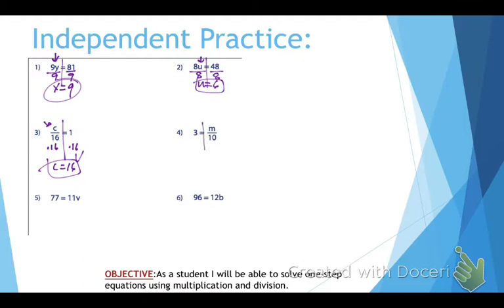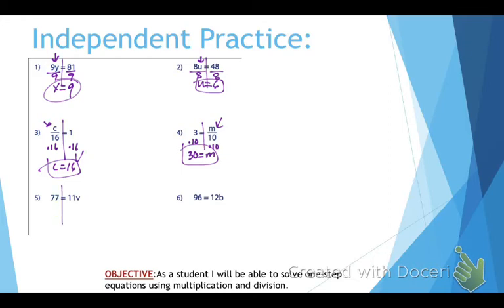4, here we go. Draw my line, find the variable. Ooh, it's on the right side. Doesn't matter. We're dividing by 10. What's the opposite of that? Well, multiplying by 10. So we're going to multiply by 10. 3 times 10 is 30, which equals 2m. So m equals 30.